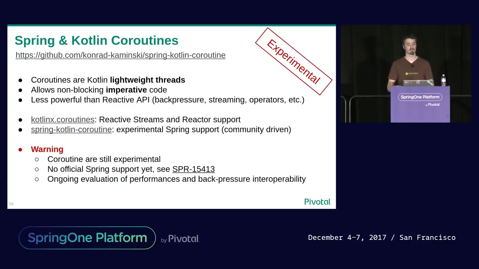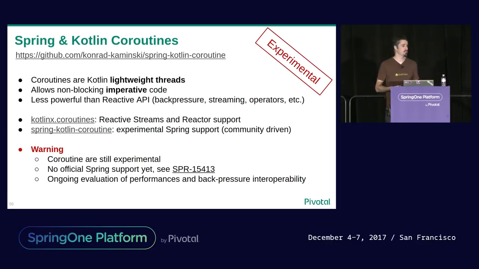Kotlin Coroutines, which is the library part of the coroutines, natively supports reactive streams and Reactor. And somebody from the community, Konrad Kaminski, has developed a very nice Spring Kotlin coroutine support, which basically brings coroutine support in Spring WebFlux. That's experimental. We are still making it evolve, so I will not use that in production for now. That's why it is noted experimental and is in the under construction part, but that's interesting.